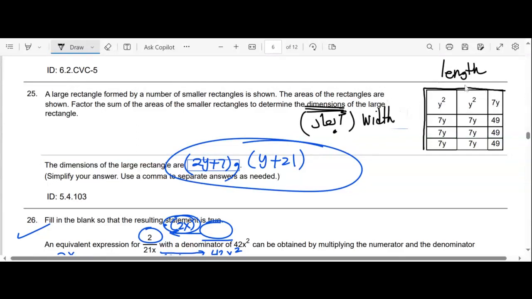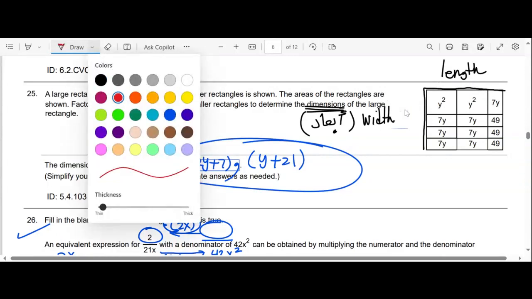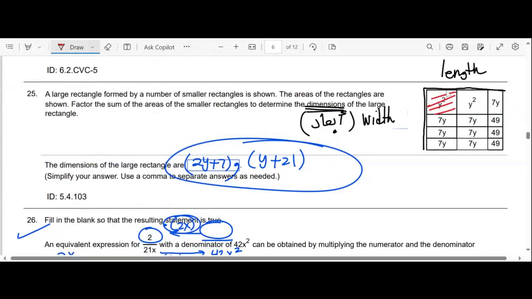So what is the length? Do you know the length? I can help you with this. We know that this one is y squared. The area here inside is y squared. So this side is y, and this side is y. If this is y squared, what is the length here? Also y. And if this is 7y, which one is the 7 and which one is the y?